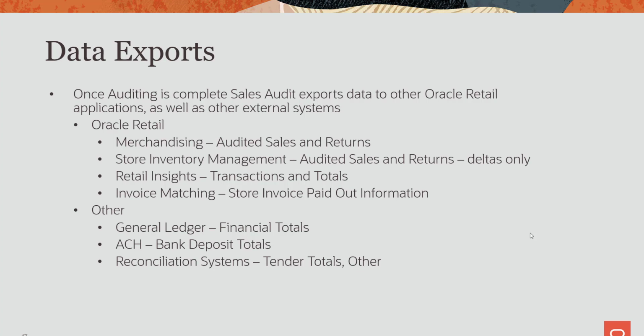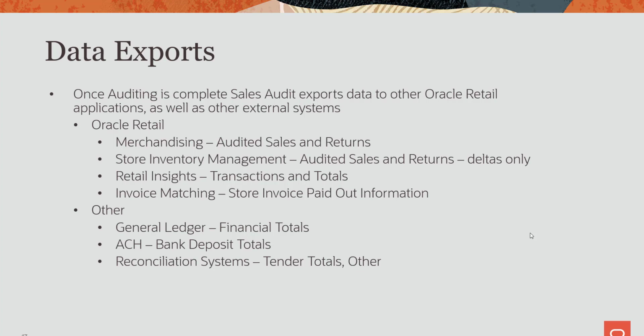Outside of Oracle retail applications, other systems that may receive exports from sales audit, such as General Ledger, can have various financial data passed based on totals created in sales audit. These can include information such as liabilities captured for customer orders, as well as sales totals at retail, tender totals, taxes, etc.